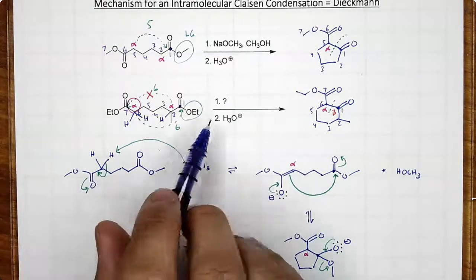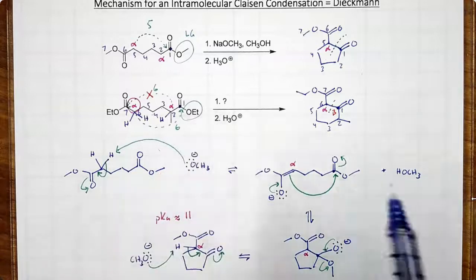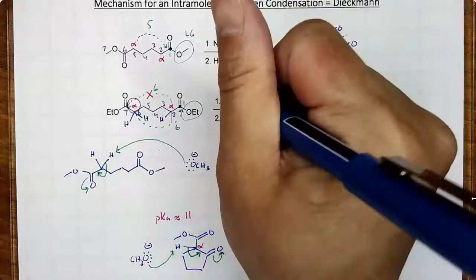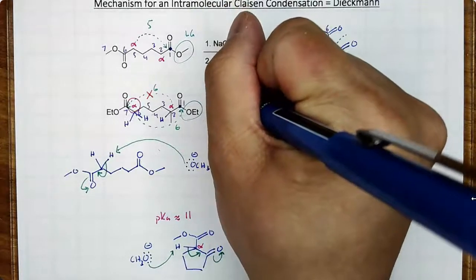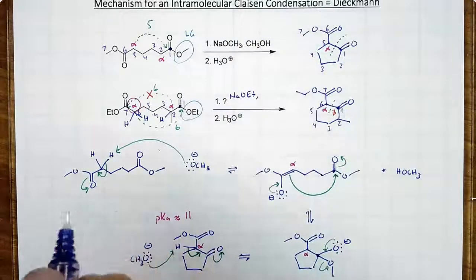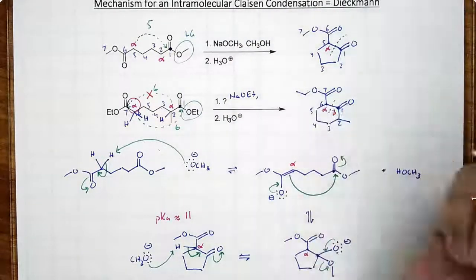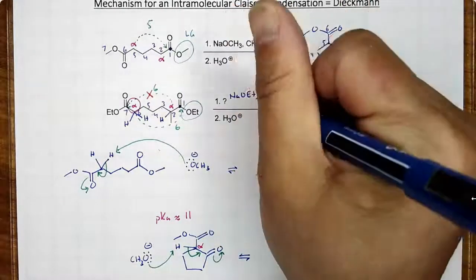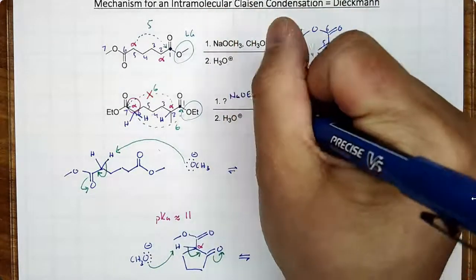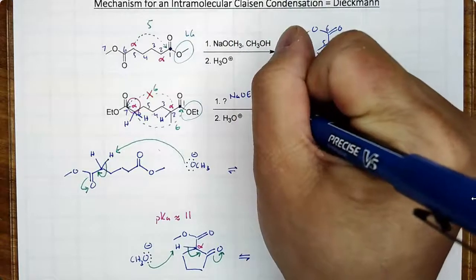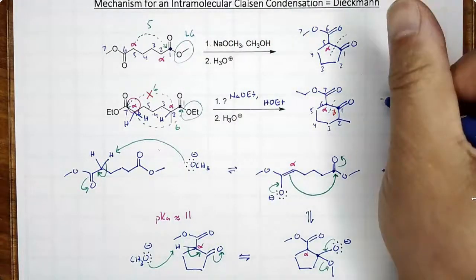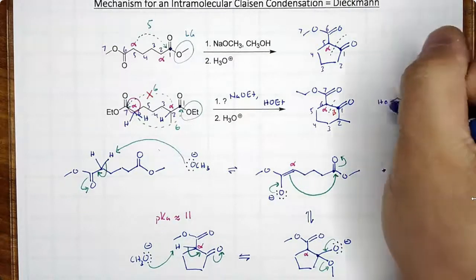Oh, they're asking for the type of base. We have to match the leaving group. So the base we could use is NaOEt. And then the solvent will be ethanol. Ethanol is a liquid, right? And it is the conjugate acid of the OEt base. We could draw it like this, HOEt, right? But ethanol, you know, is this molecule.